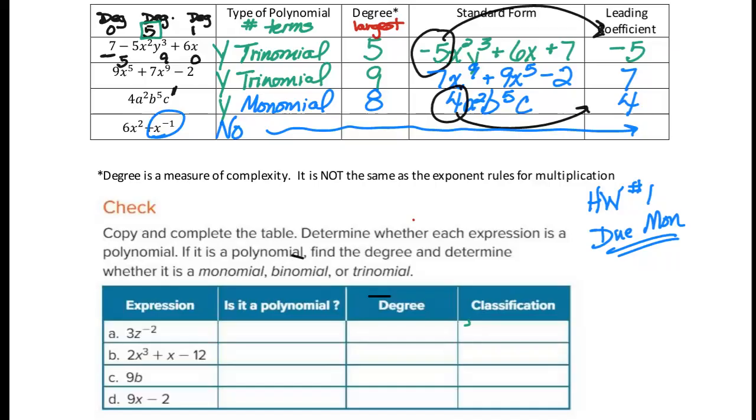So isn't my leading coefficient -1 in this one? Yes, very good.